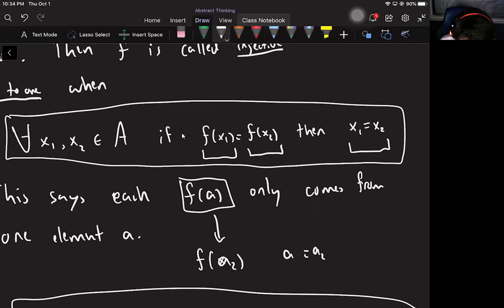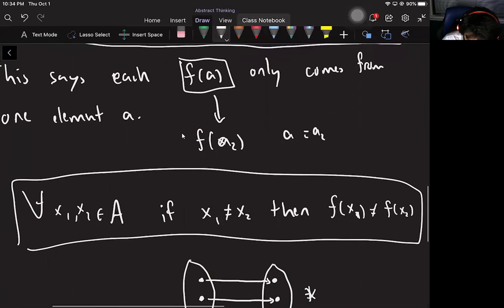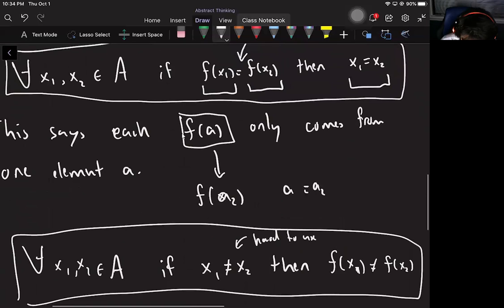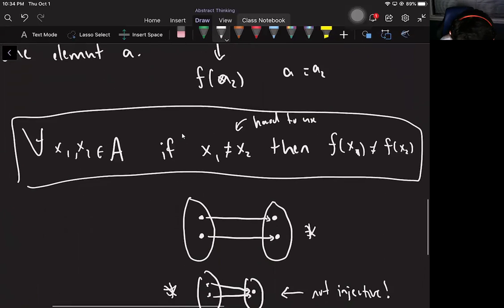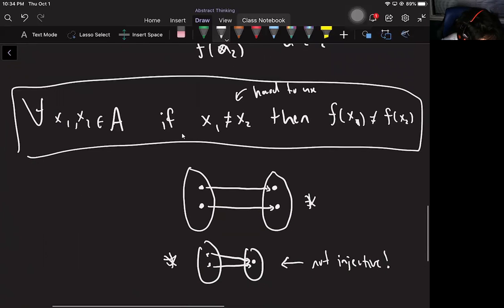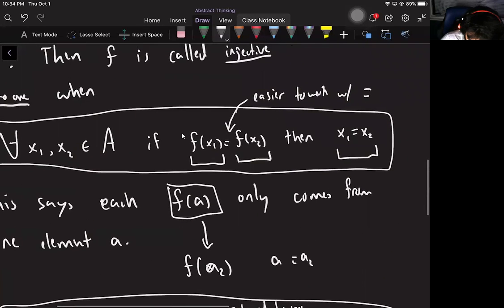It's because this definition has equal signs in it, and if you have a lot of practice with proofs, it's easier to work with two things being equal than it is to work with two things not being equal in a proof. If you know two things are equal, usually you can do stuff after that. If you know two things are not equal, well, there's a lot of ways for things to not be equal, so it doesn't really narrow down much for you. Okay, so that's why when we prove things are injective, we're always going to use this definition.